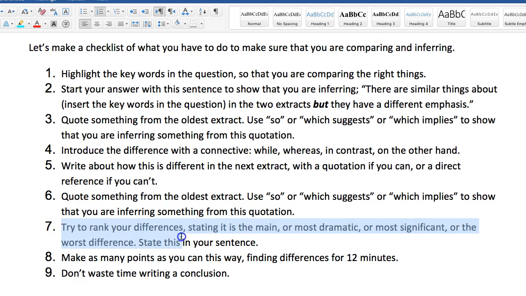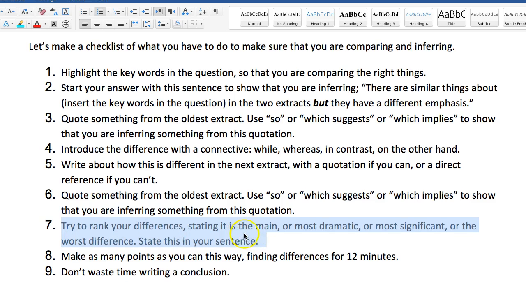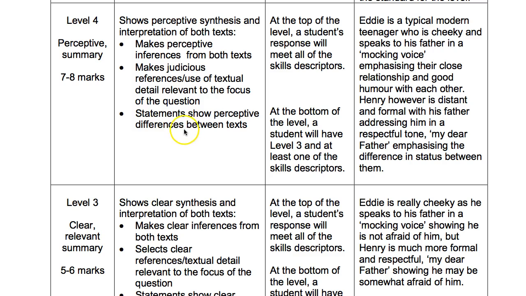Now this is an interesting trick. Then you can rank your differences, and the easiest way to do that is to give it an adjective. So you can say it's the main difference, or it's the most dramatic difference, or it's the most significant difference, or indeed the worst difference. State this in your sentence. Now the reason that you'll use an adjective to describe the kind of difference is this criteria here, which will always be in the mark scheme.